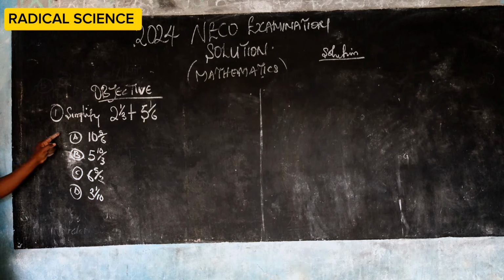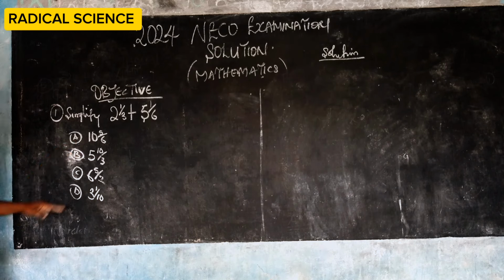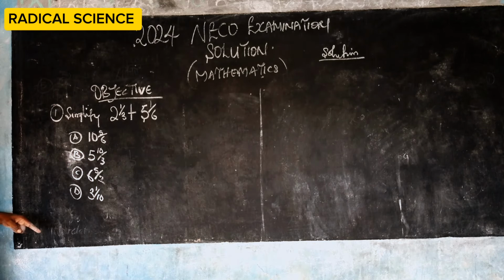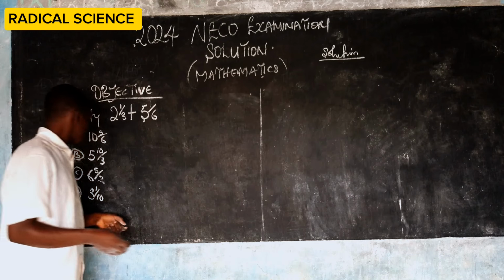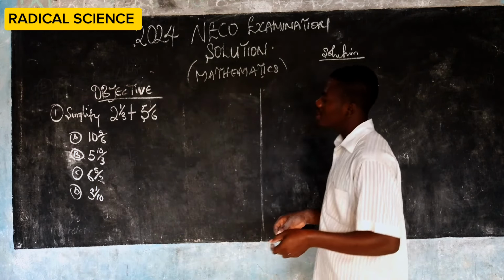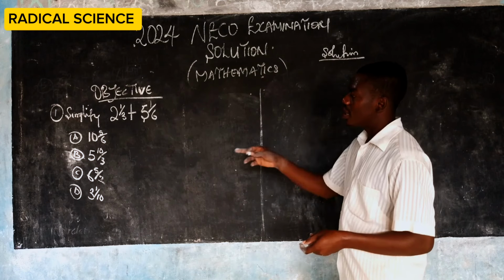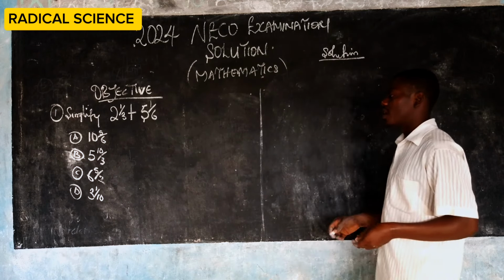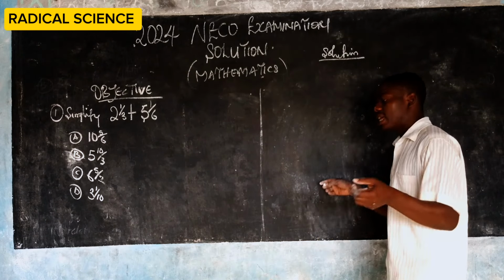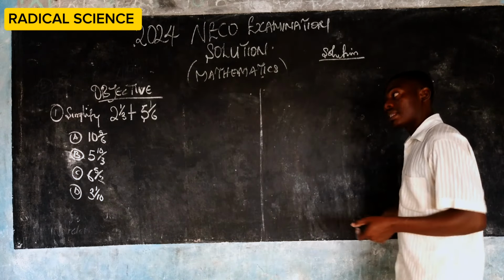Now we are given the options. A is 10 whole number 5 over 6. B is 5 whole number 10 over 3. C is 6 whole number 5 over 2, and option D is 3 whole number 1 over 10. Let's solve to know the answer.